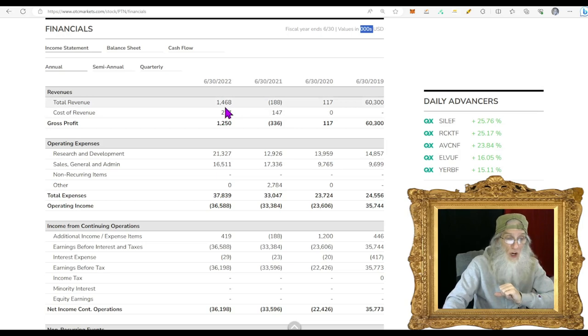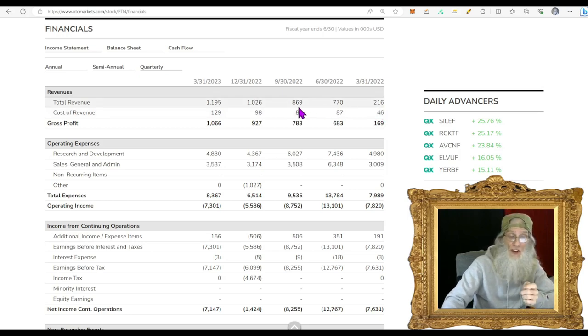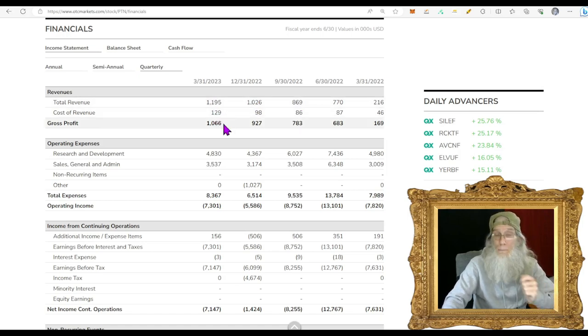Now we have something new, $1.4 million at the end of the fiscal year of 2022 with a good profit margin. They got to keep $1.2 million. Looking at the quarterly, oh, dynamite. Every quarter is bigger than the one before it. Starting a year ago in March of 2022 at $216,000, jumping to $770,000, $869,000. Cresting a million, and this first quarter of 2023, they did 1.2 million.